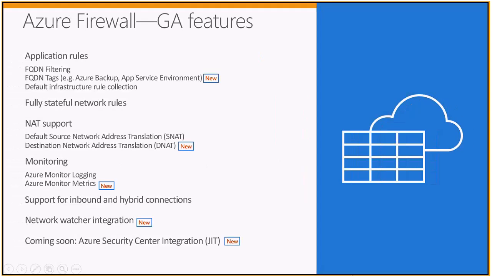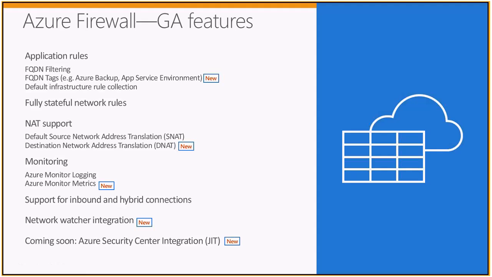Okay, let's look at the features we have in Azure Firewall. These are the GA features, the generally available features that were announced at Microsoft Ignite on September 28th. The first one is application rules.